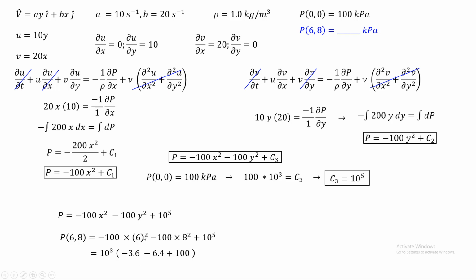If we take 10 power 3 outside, we will get 3.6. 6 square will give us 36, and 8 square will give us 64. Here we are taking 10 outside, right? So that will give us minus 3.6, and here we'll get minus 6.4. Both adding up will give us minus 10, right? And we have 100 here, so minus 10 plus 100 will give us 90, right? So 90 into 10 power 3 Pascal is the answer. Since we have to give the answer in kilopascal, we take this 10 power 3, and P at (6, 8) will give us 90 kilopascal, right?